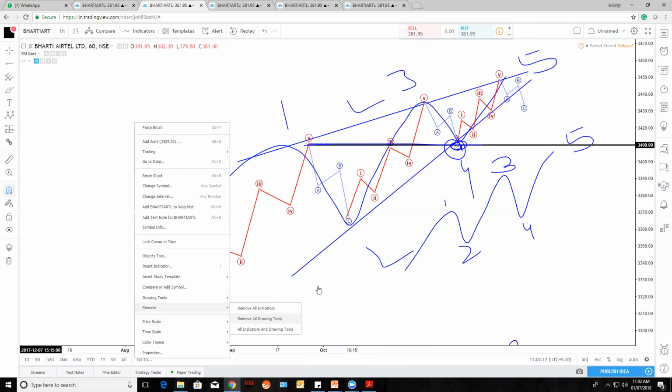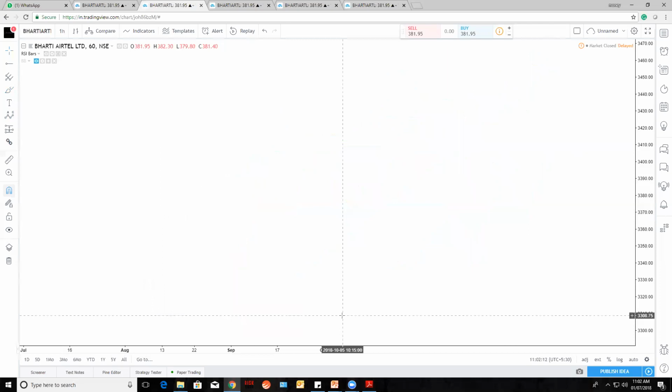Got my point? So I'll go through the rules once again. Wave 2 cannot retrace more than 100% of wave 1. This is rule 1. Rule 2 is wave 3 cannot be the shortest wave. And wave 4 cannot overlap on wave 1. This is the third condition, except in the diagonal. So in the diagonal, it can be okay to overlap on wave 1. Got my point?